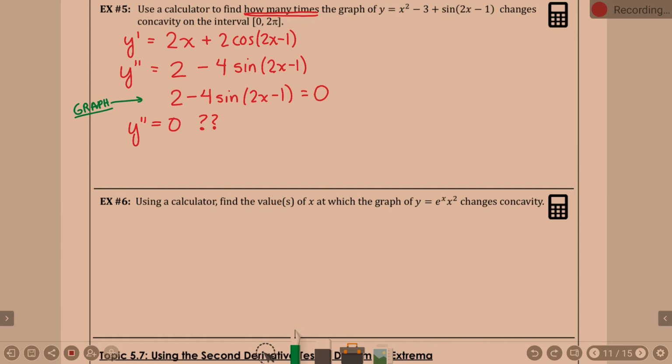Some recommendations I might give you is check out the ZTrig setting. And then what interval do we care about? 0 to 2 pi. Yeah. So then after you get to ZTrig, I would change your X min to 0 and your X max to 2 pi. Do I need to do this also, or?